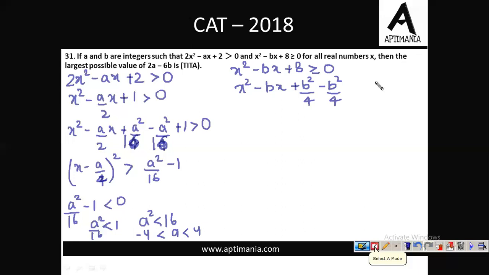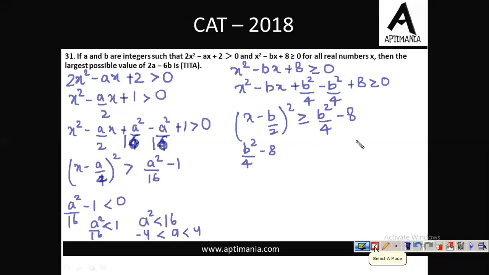And this is plus 8 greater than or equal to 0, right? So this will be x minus b by 2a whole square, and taking the values on the other side will be b square by 4 minus 8. Again, on the left hand side, we've got a perfect square which cannot be less than 0. So b square by 4 minus 8 should be less than or equal to 0, or b square should be less than or equal to 32.